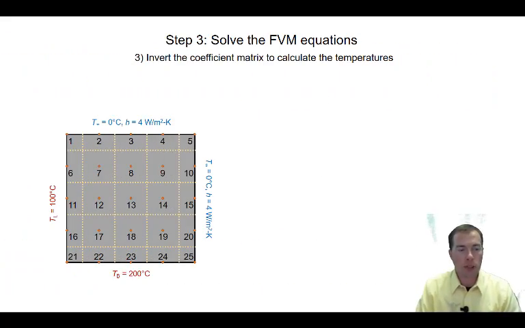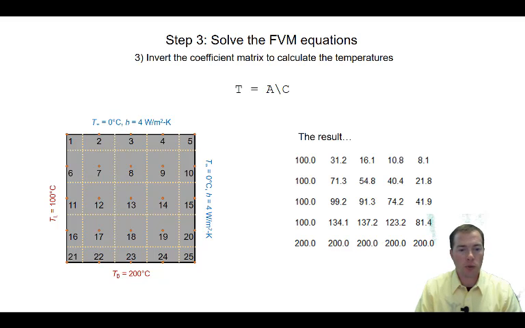Now we invert the coefficient matrix to calculate the temperatures. I apply T is equal to A\C in MATLAB. The result is given as follows. We have 100 set for nodes 1, 6, 11, and 16, 200 set for nodes 21, 22, 23, 24, and 25, and we have calculated the unknown temperatures on the interior of the square at the remaining 16 nodes. The top right corner is coolest. This is the corner farthest away from the heated sides and closest to the cold fluid at 0 degrees C.